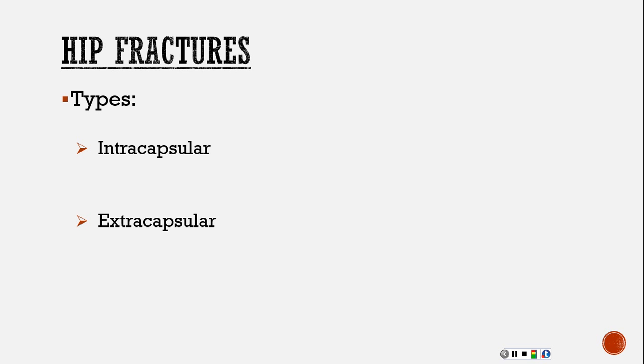Extracapsular fracture can occur at the greater trochanter, or it can be intertrochanteric. Okay? It's outside of the actual joint itself. It can occur at the greater trochanter, or it can be intertrochanteric. Regardless, it's outside of the hip joint itself. Just know there's two different types.